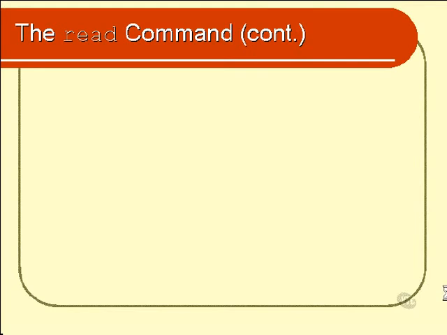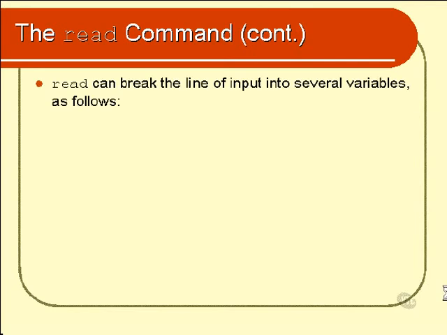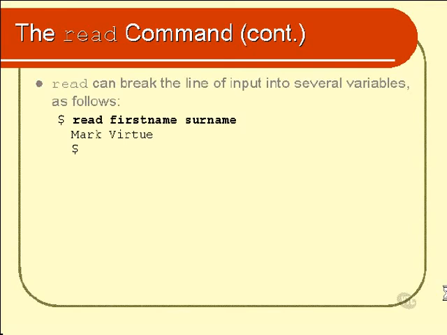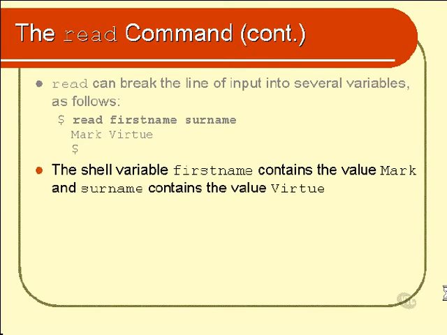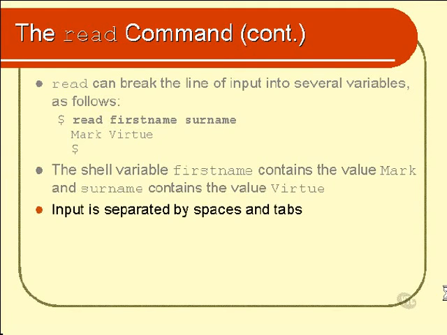Moving on, a little bit more about the read command. It's actually possible to break the line of input that was typed in by the user across several variables as follows. You could do it as read first name, surname, and then Mark would go into first name and Virtue would go into surname. So you can actually read the contents of two variables simultaneously. What happens is the shell breaks up the line that you type in into little chunks, and each chunk is separated by spaces and or tabs.